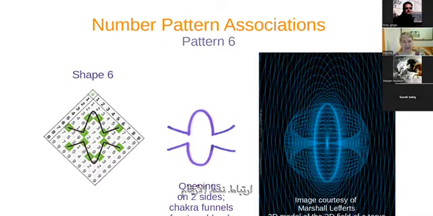The number pattern association for pattern 6 is the opening on 2 sides with chakra funnels, front and back, as well as the 2D model of a 3D field of a torus, but rotated by 90 degrees from its original image.